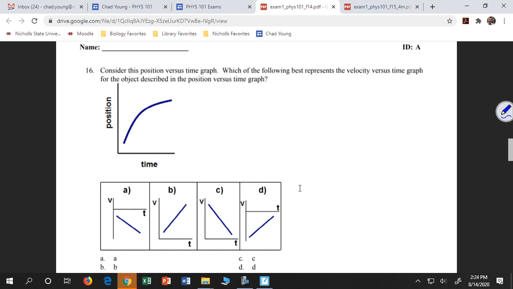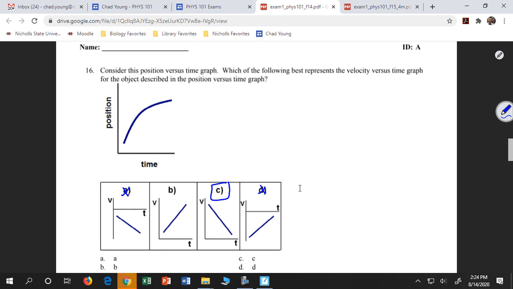It's positive, right? So that means I can get rid of A and D. I think this one might be a lot like the one we did. And then I ask myself, is the slope getting big or small? Is it increasing or decreasing? It's decreasing. It starts big, it gets small. So that means that the answer has to be C.